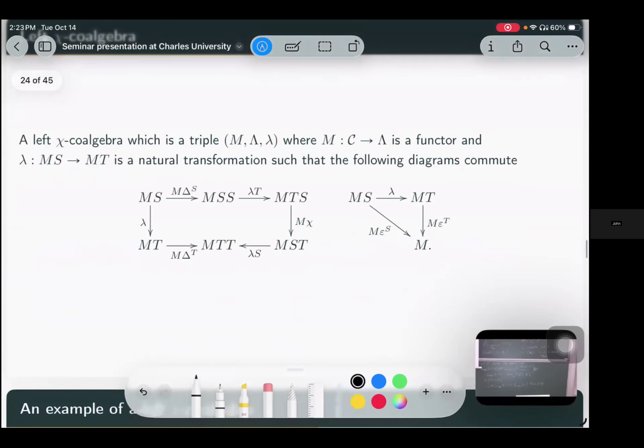So for a left chi co-algebra, this is a triple where we have M to be a functor from the category in question to this is any category.